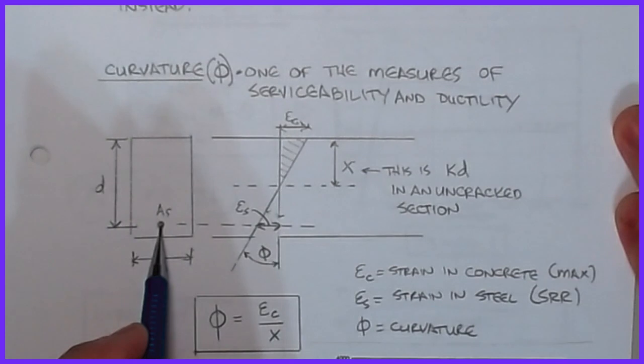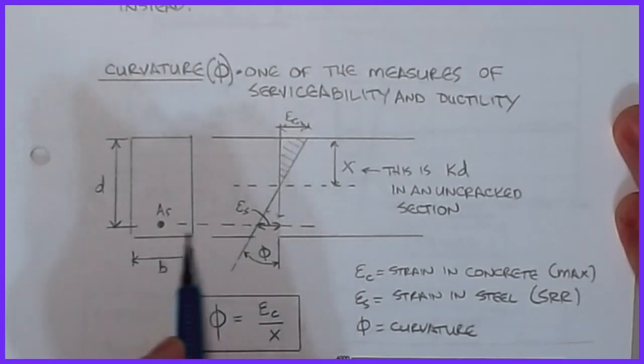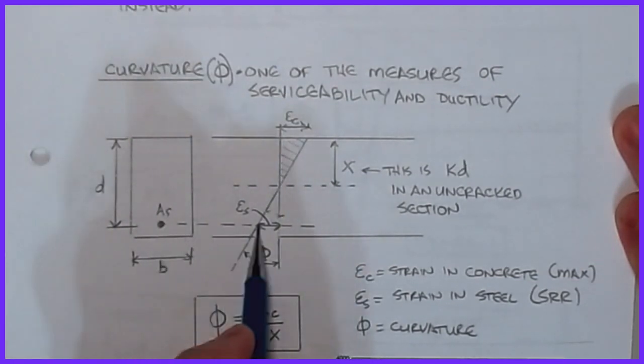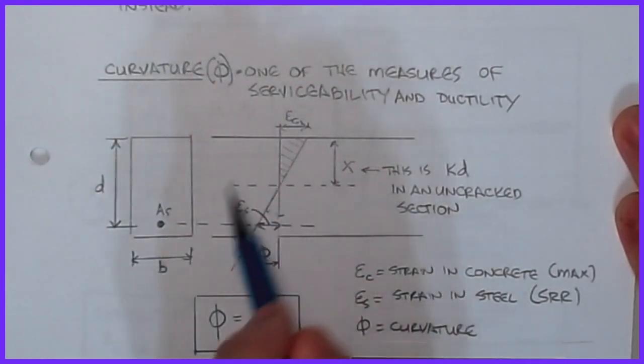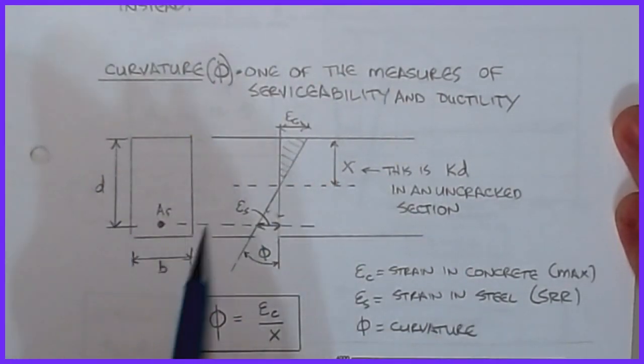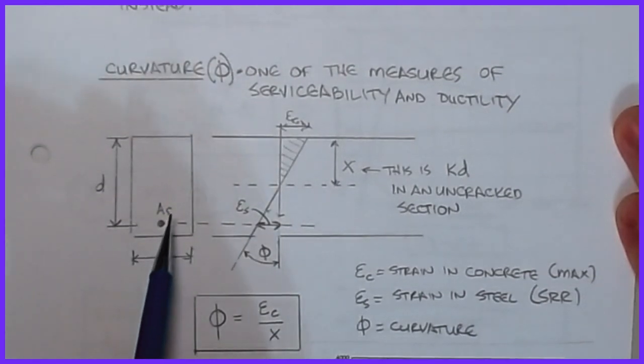All right, and as I change the area of steel, that affects the stress, and the stress then affects the strain. So that's how we can profile the behavior of this beam. It's a way of evaluating the effectiveness of a certain amount of steel.